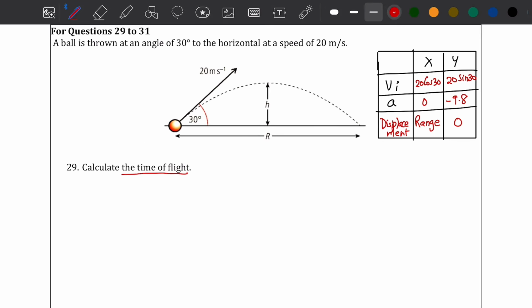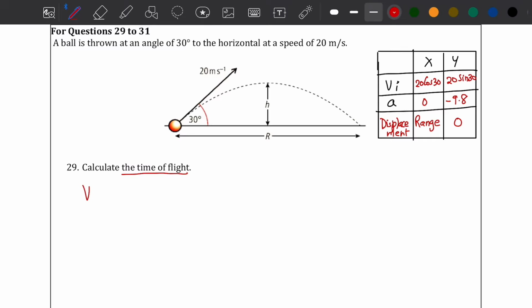We want to find what's the time of flight. Time of flight means the time taken for the whole journey. So it started from the ground and it reached the ground. So time taken for the whole journey we want to find. We can find time using x values or using y values. If we look at our table, we don't know what's range. So we will not use x values. Instead, we'll use y values because we know what is Vi, we know what is acceleration, we also know what is displacement.